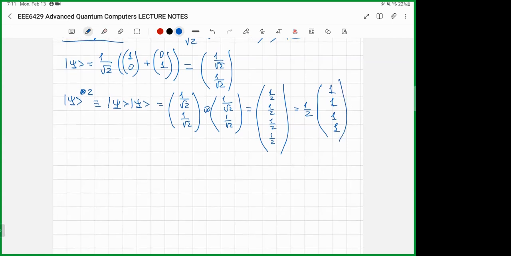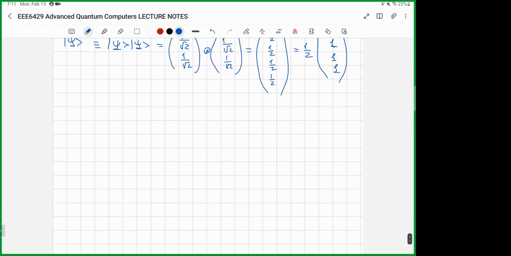Something like this. And a more interesting example, example 2, and let's call this entanglement.